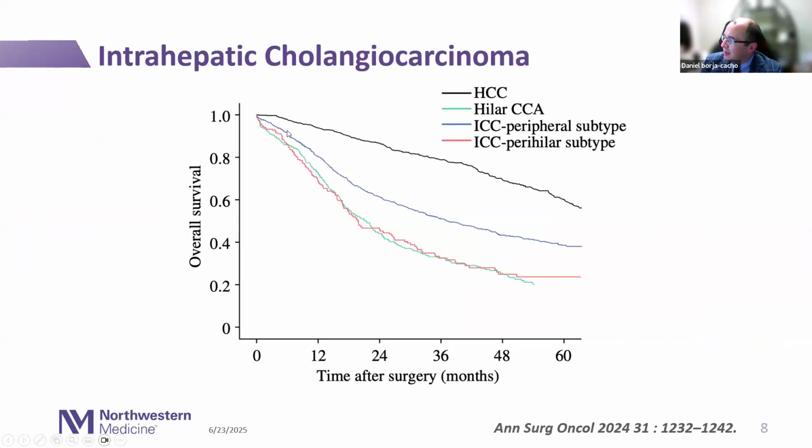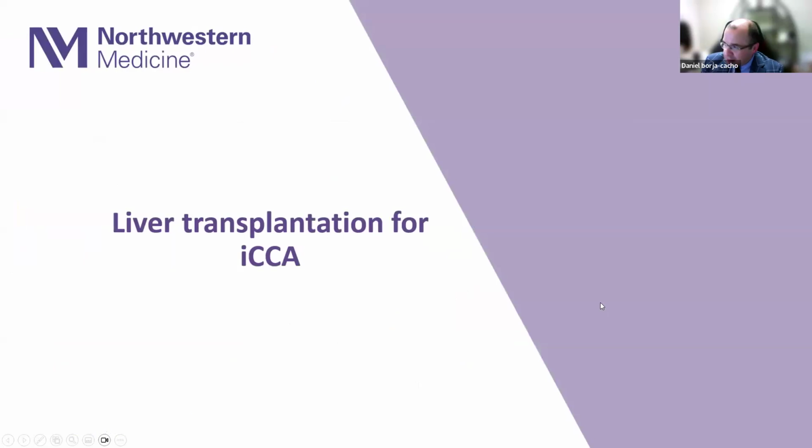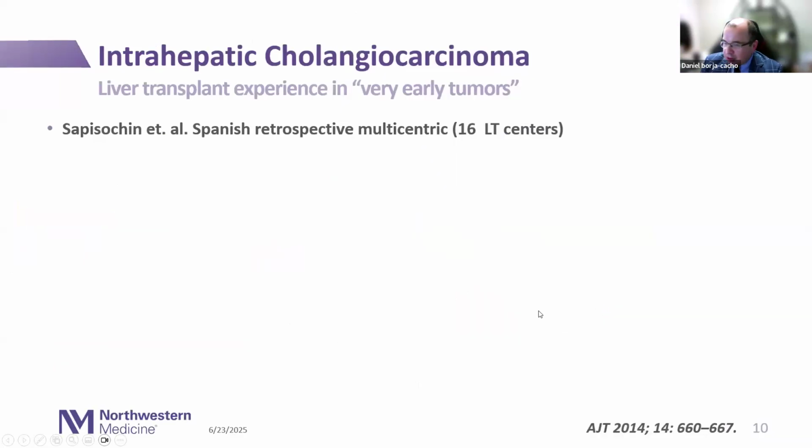As you can see the difference in survival, the blue line shows what's the typical survival after resection if we do the mass type versus the peripheral. Liver transplantation initially was associated with very poor outcomes. One of the reasons was that very frequently it was mixed with other type of tumors, like I mentioned before.